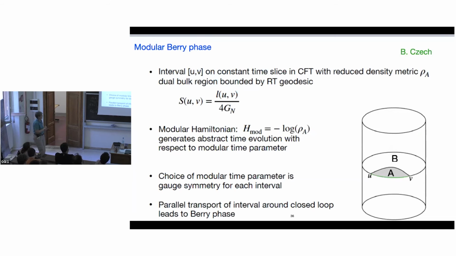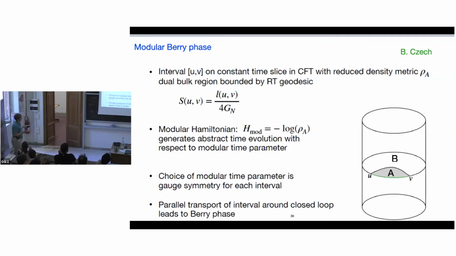Okay, and finally, I'm just going to mention this because Bartek is also here. Another possibility that one can use is the modular Berry phase. That's a slightly different scenario than I showed before because it has to do with finite intervals. Bartek suggested this for one side, and the new thing is that we again did it for a two-sided wormhole object. The idea here is to consider an interval on a constant time slice in the CFT with a reduced density matrix rho A, which is dual to a bulk region bounded by an RT geodesic.